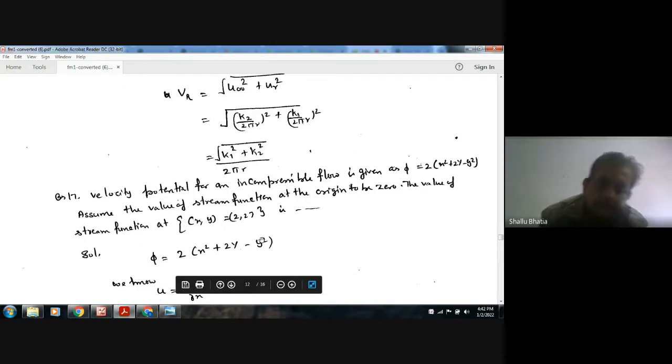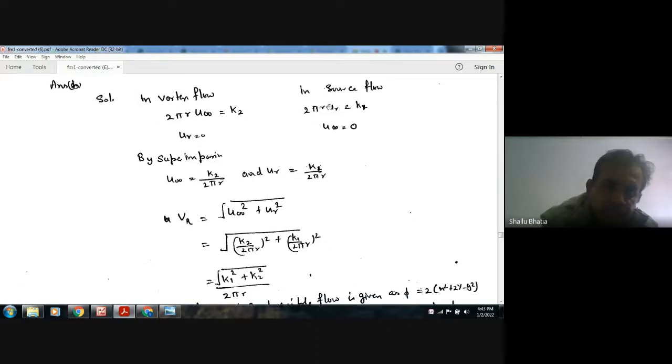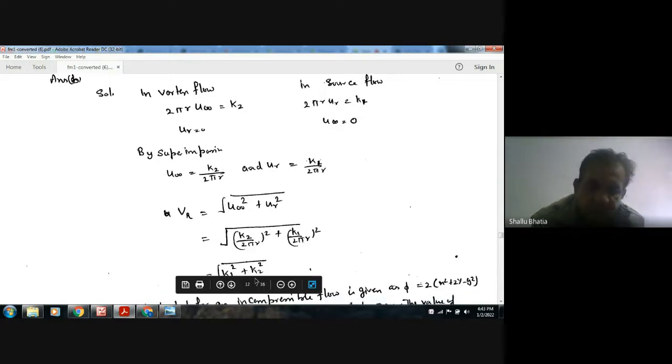So one thing we have to remember is that in vortex flow, the strength is given by 2 pi r u theta, that is K2, and in source flow it is given by 2 pi r u r. In vortex flow u r is 0, and in source flow u theta is 0. So as u r and u theta are perpendicular to each other, the resultant velocity will be the square root of the sum of squares of this. Putting the values here, we can find out.